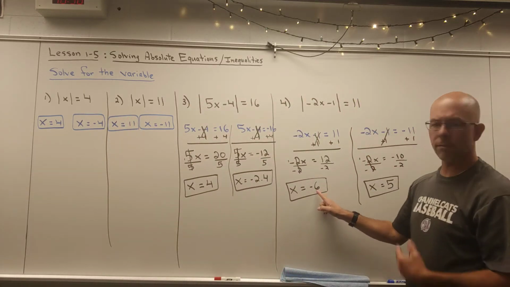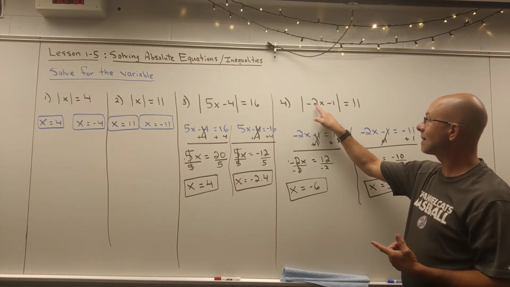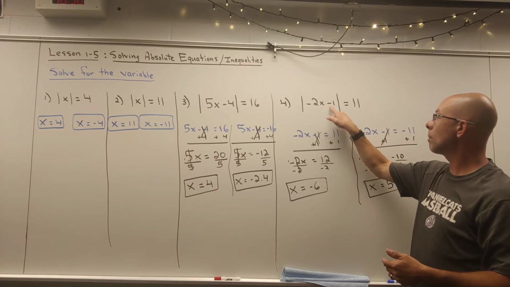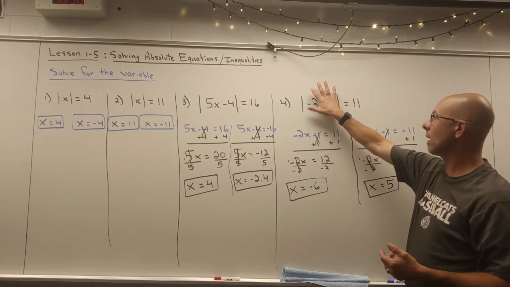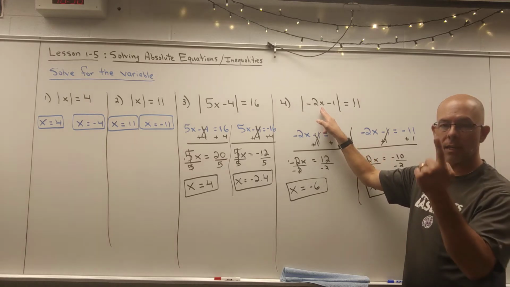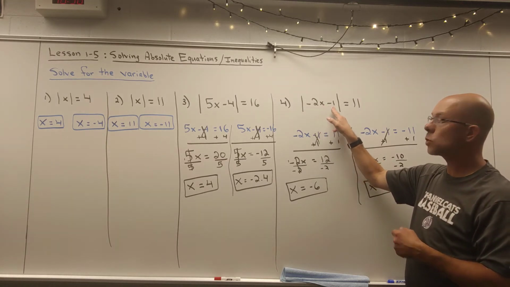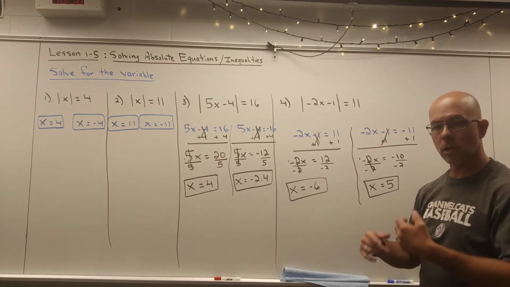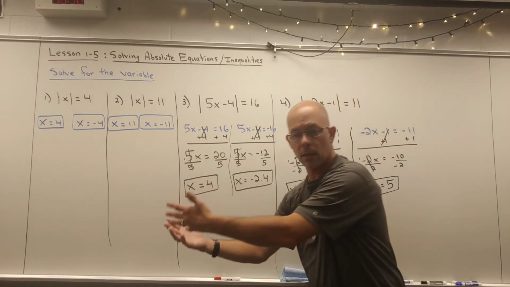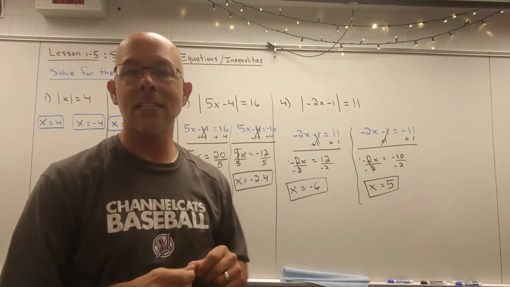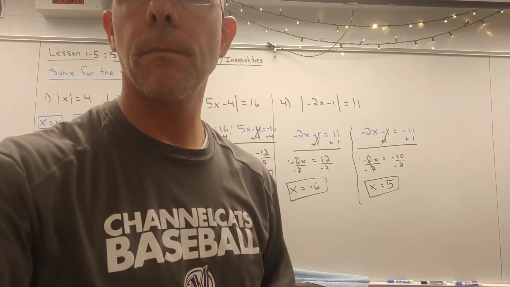So if I plug in negative 6 just for a quick check right there, that's negative 2 times negative 6, which is 12, positive. 12 minus 1 is 11. Absolute value of 11 is 11. 5. Negative 2 times 5 is negative 10. Negative 10 minus 1 is negative 11. The absolute value of negative 11 is 11. See, one answer gives me the 11, one answer gives me the negative 11. That's my two distances. Okay, I'm going to pause and get a couple additional examples up here.